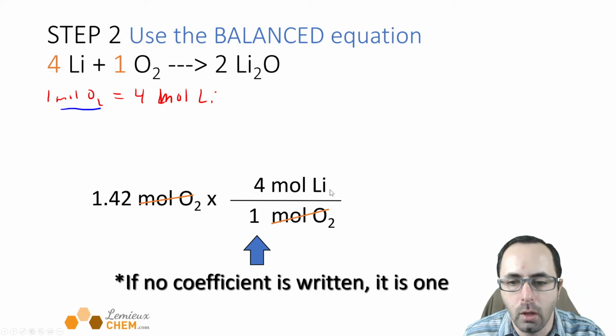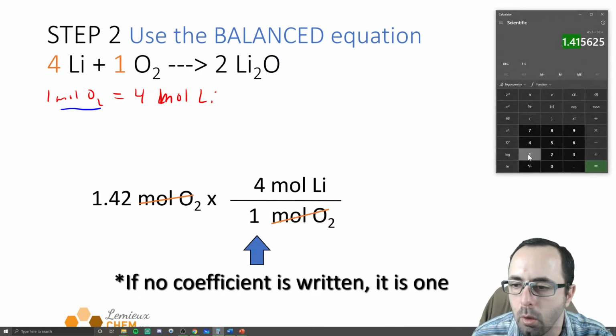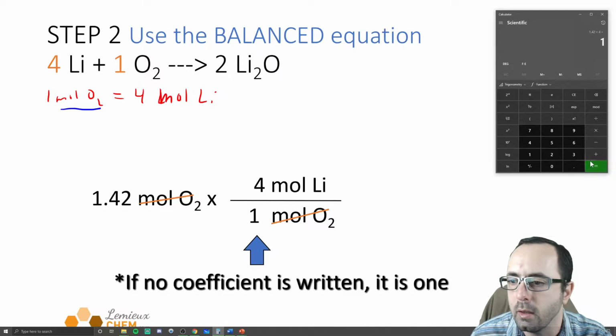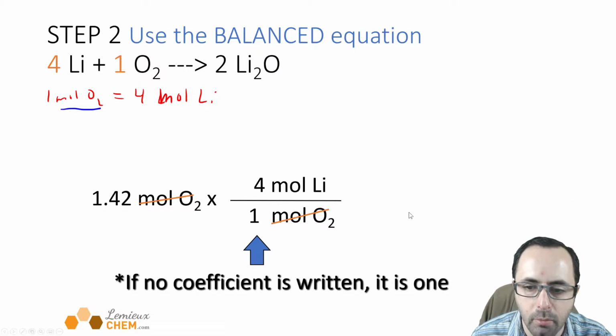We just have to go back to our calculator now. And so we do 1.42, and then times 4. We could divide by 1, but it doesn't make a difference. We get 5.68 moles of lithium.